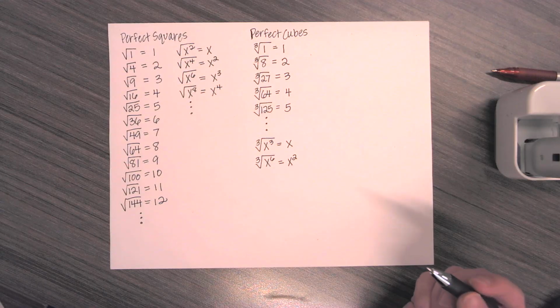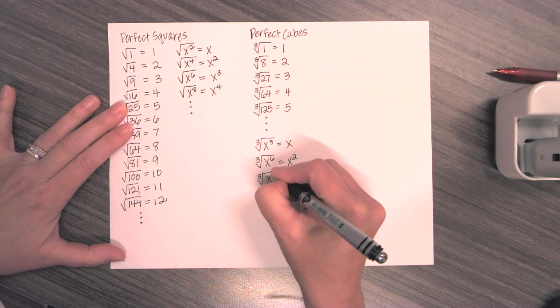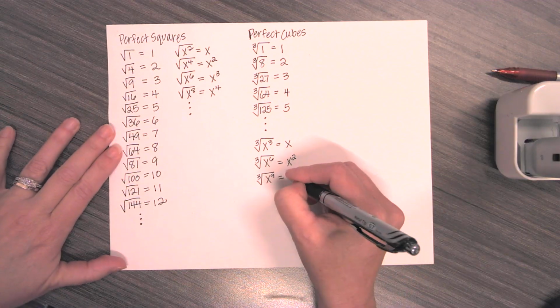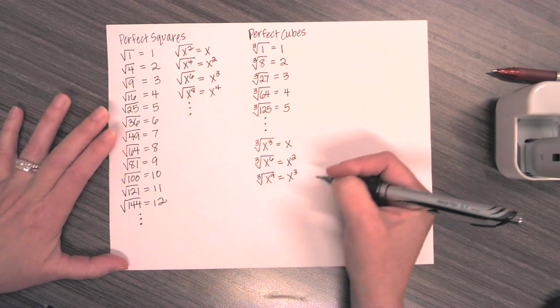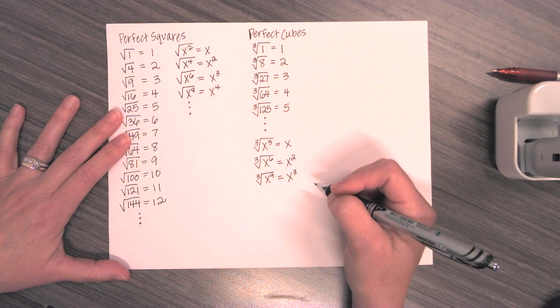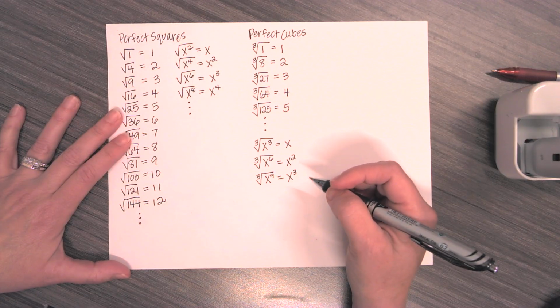The next perfect cube variable term is going to be x to the 9th. The cube root of x to the 9th is x cubed. If you think about it, x cubed times x cubed times x cubed, if you add your exponents, 3 plus 3 plus 3 is 9.